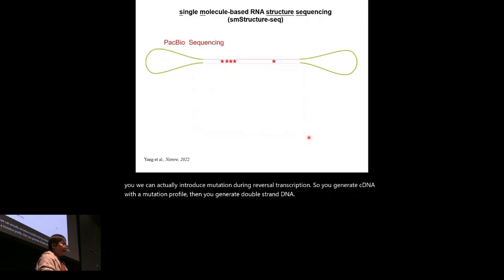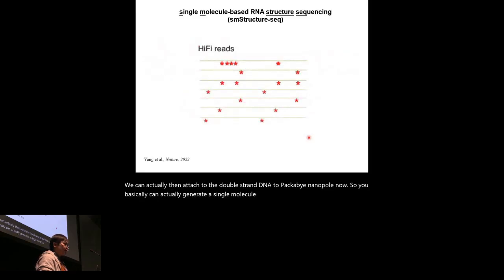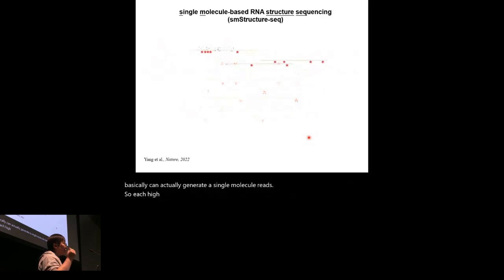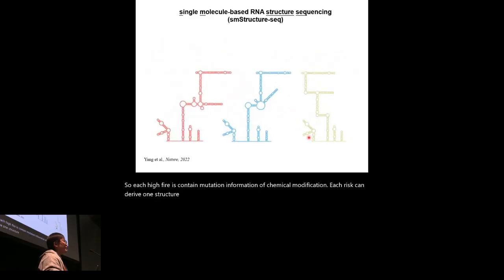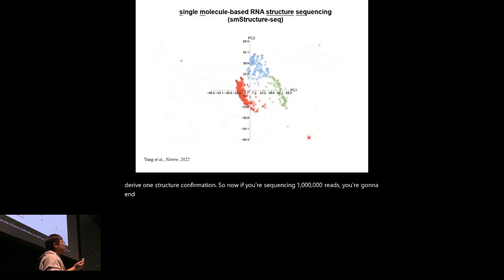We can then attach the double-stranded DNA to PacBio or nanopore. So you can generate single-molecule reads. Each HiFi read contains mutation information of chemical modification. Each read can derive one structure conformation. So if you're sequencing 1 million reads, you're going to end up with 1 million structure conformations.